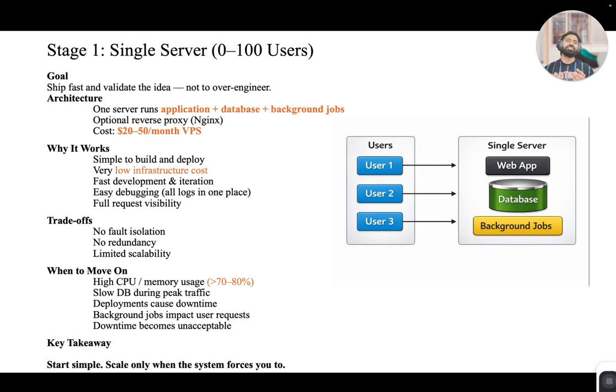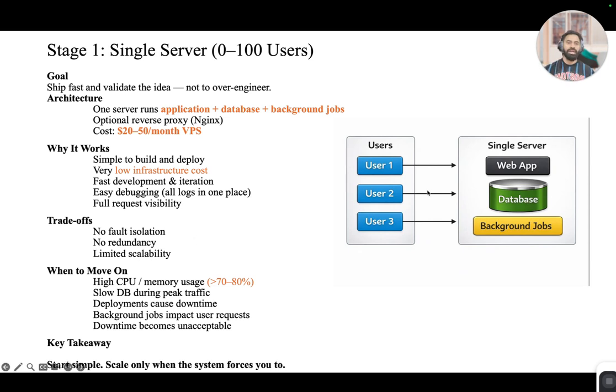So what does a single server mean? A single server means everything runs on only one machine. For example, your web application, your database, your background jobs, and sometimes even your reverse proxy, all on the same server or machine. There will be no microservices, no Kubernetes, no distributed system, just one machine doing all the work.